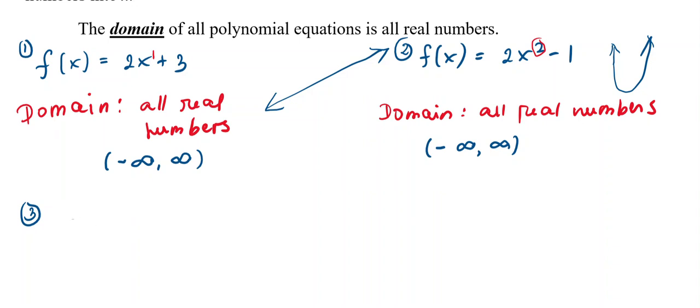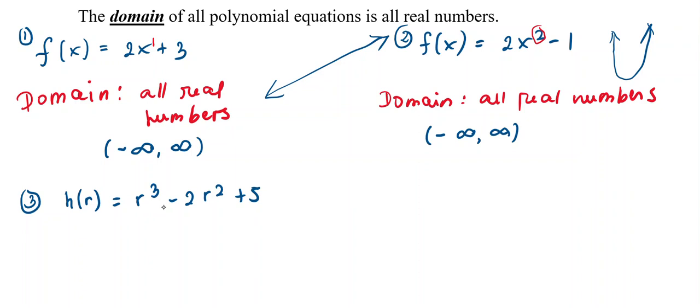Let's extend our example to the third function that we studied earlier, h of r is equal to r to the third power minus 2r squared plus 5. Even though it's the third power, it's still a polynomial equation. And how do we know a polynomial equation? There's no fraction, or there's no variable in the denominator. Pretty much all the variables are just in the numerator. So this is a polynomial equation. Therefore, we're going to say that the domain of this is also all real numbers.